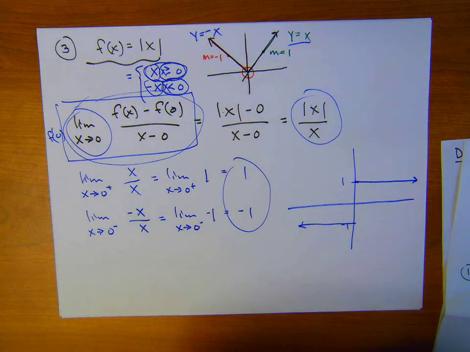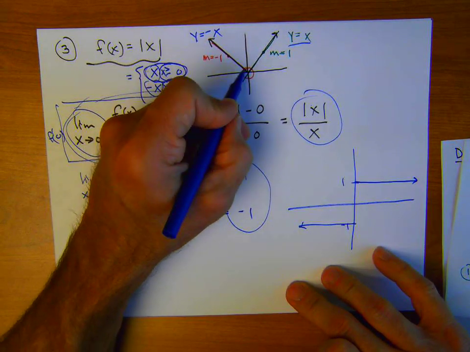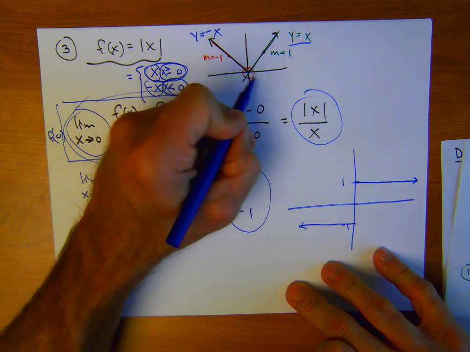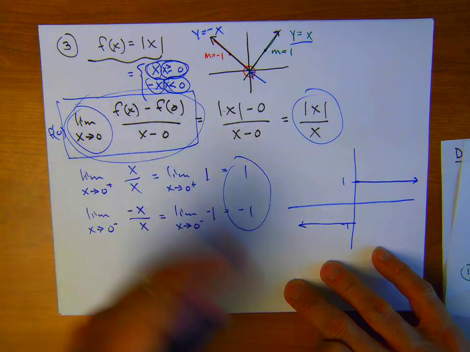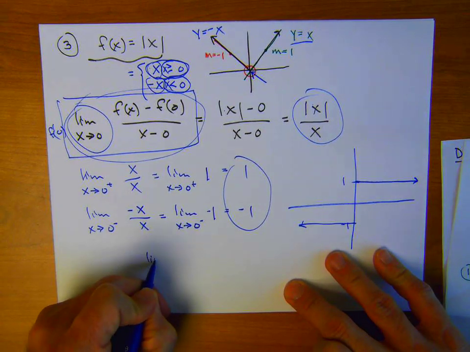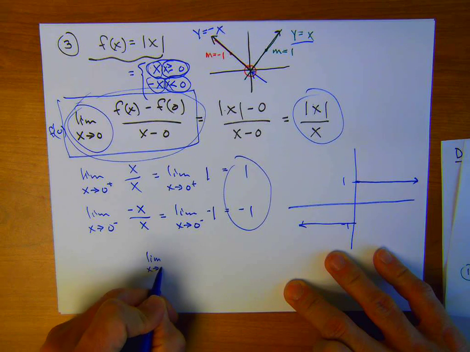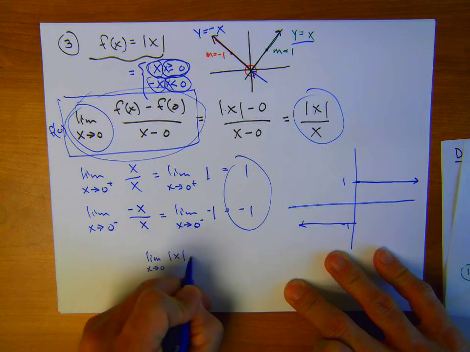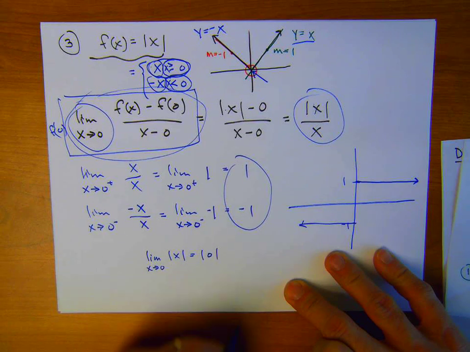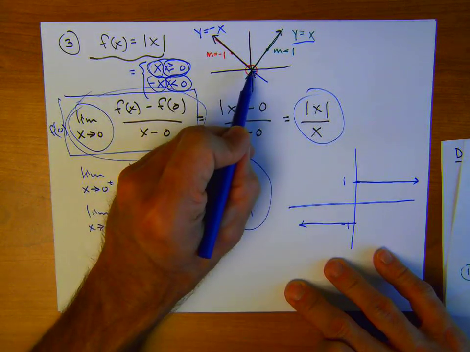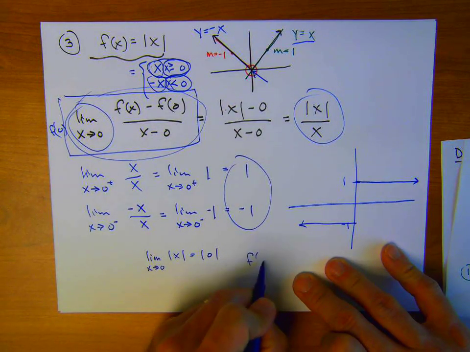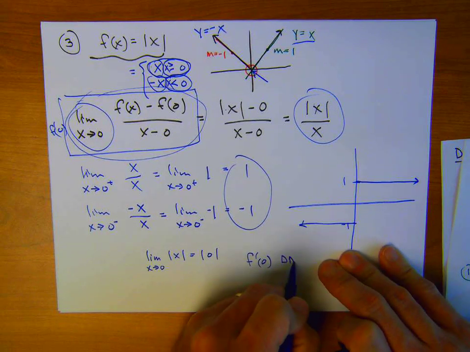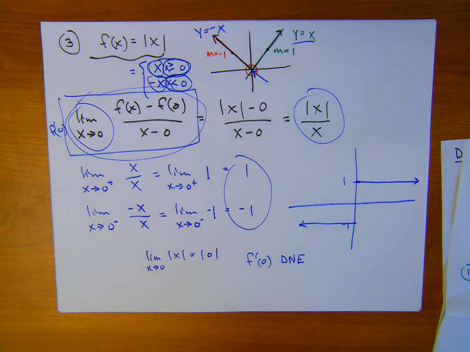Okay. Last thing I want to mention about this is that this is an example of a function that is continuous at 0. Because, well, we've examined this, but the limit as x approaches 0 of the absolute value of x equals the absolute value of 0. That's the definition of continuity. So absolute value is continuous at 0, but it's not differentiable. F prime of 0 does not exist.